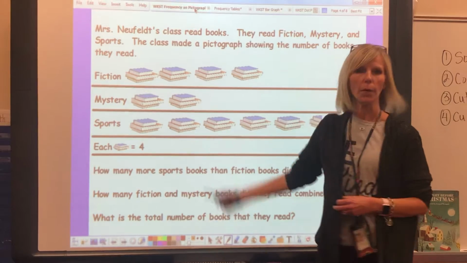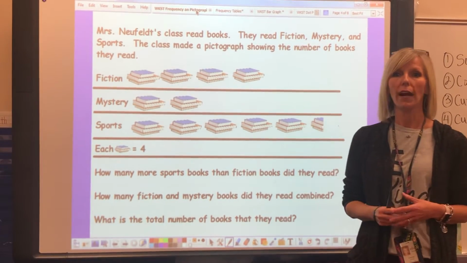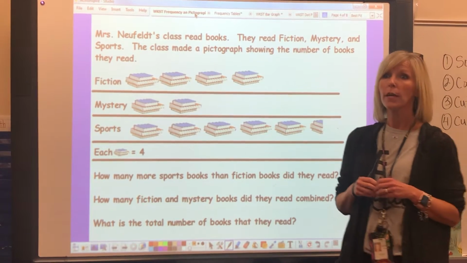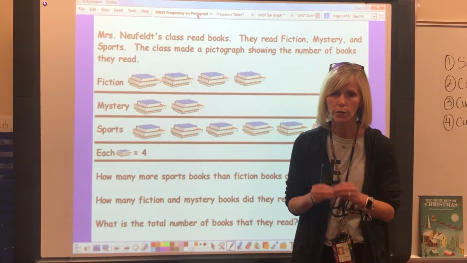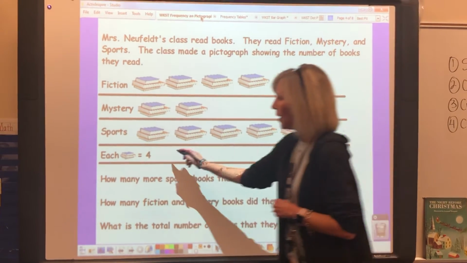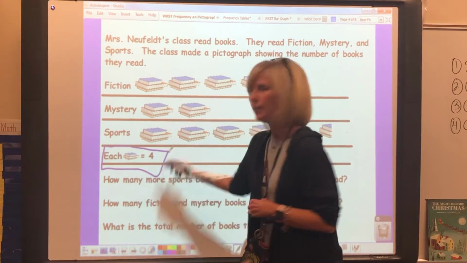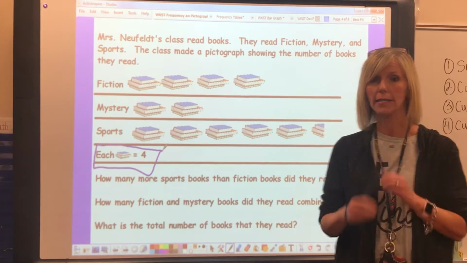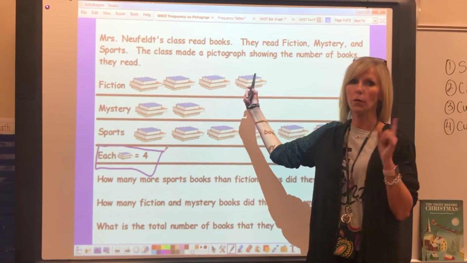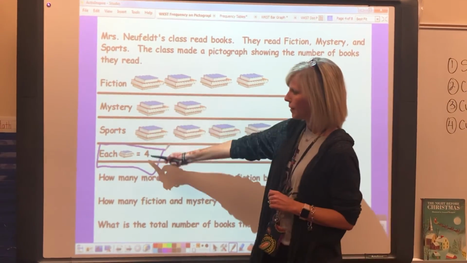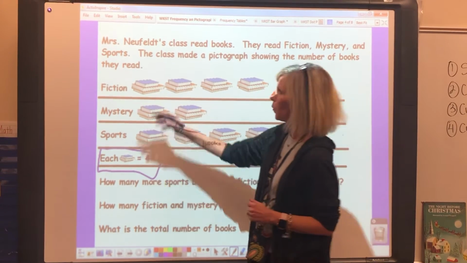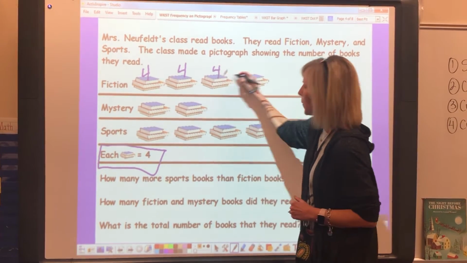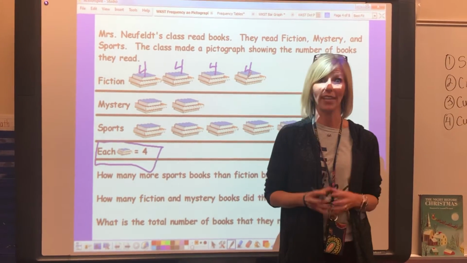The next one we're going to talk about is a pictograph. A pictograph organizes the same type of information using pictures or symbols. The biggest thing we stress with the kids, there is a key that each symbol represents. So they don't always represent one item. This says each stack of books is 4. So I always tell my kids, label them, write those numbers down.